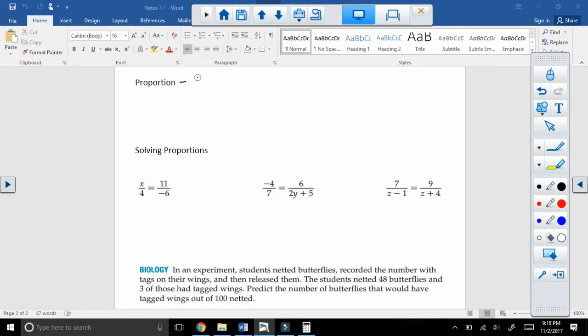So a proportion is when you have two equal ratios, and I know in algebra you did some work solving proportions. When we're solving proportions, what you're going to be doing is cross multiplying to solve.